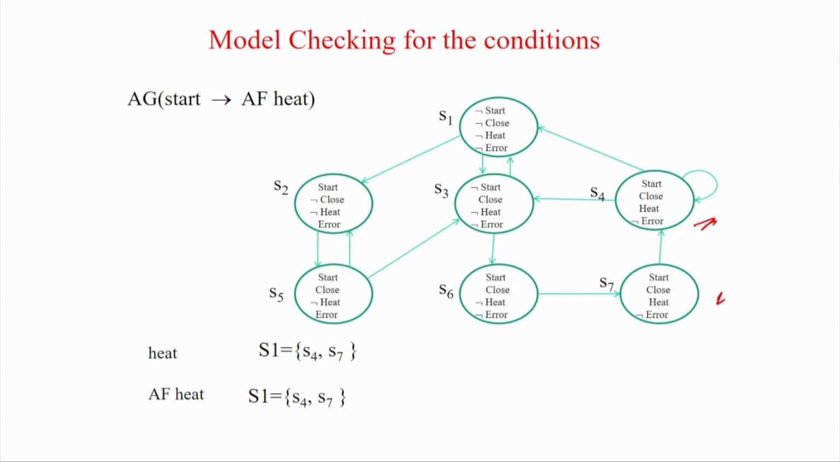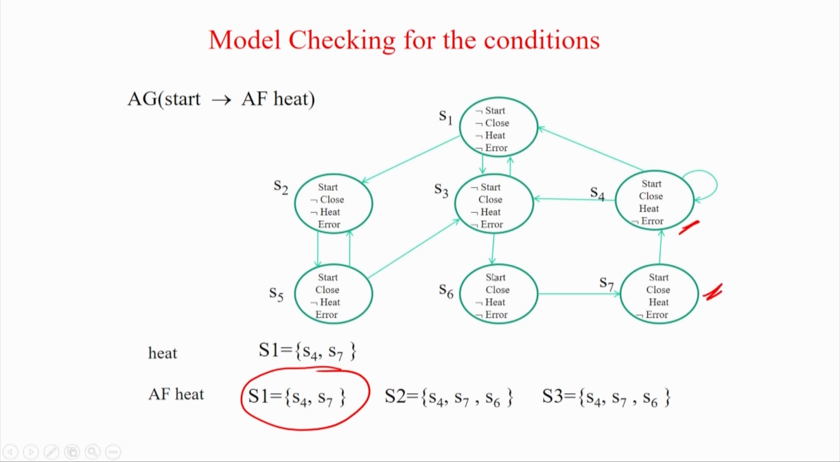So now I am saying all paths in future heat. If you look at S4 and S7, S1 is the initial condition. These are the two states where heat is true. Now you see in which path, all paths in future.